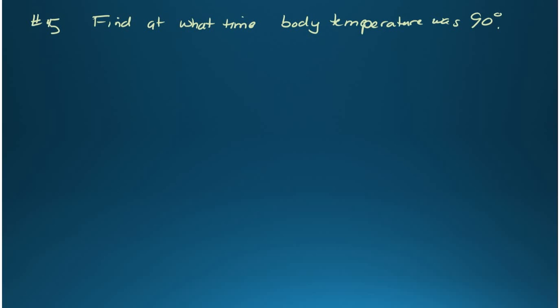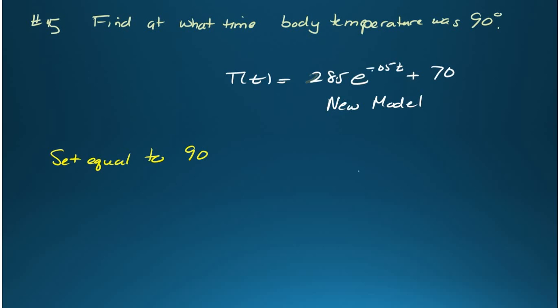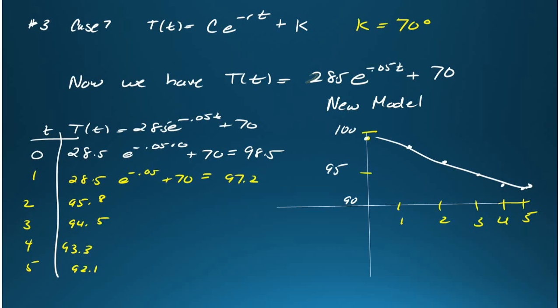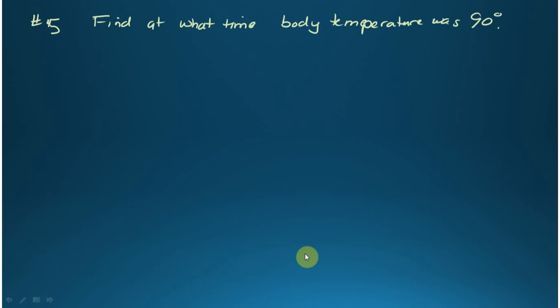Finally, on number 5, you're asked to find at what time the body temperature was 90 degrees. Well, here's my new model. You can do this algebraically, or you can just continue this table here that you have and just continue it down until you reach about 90. It's not that far away, actually. You can see that you're getting closer.